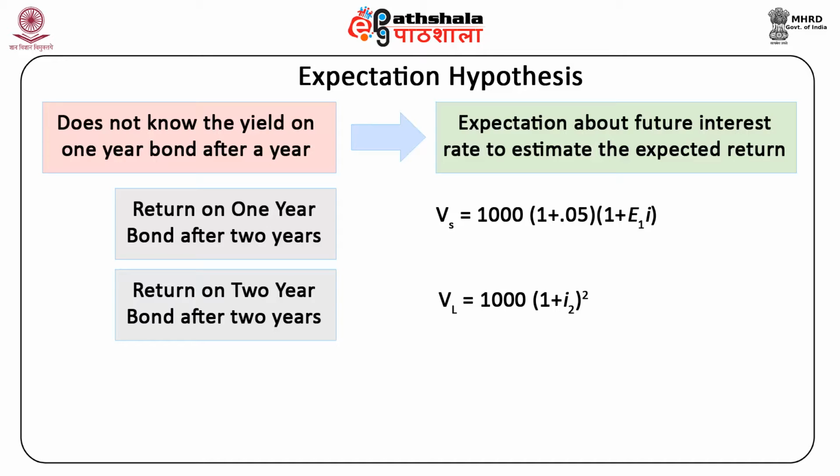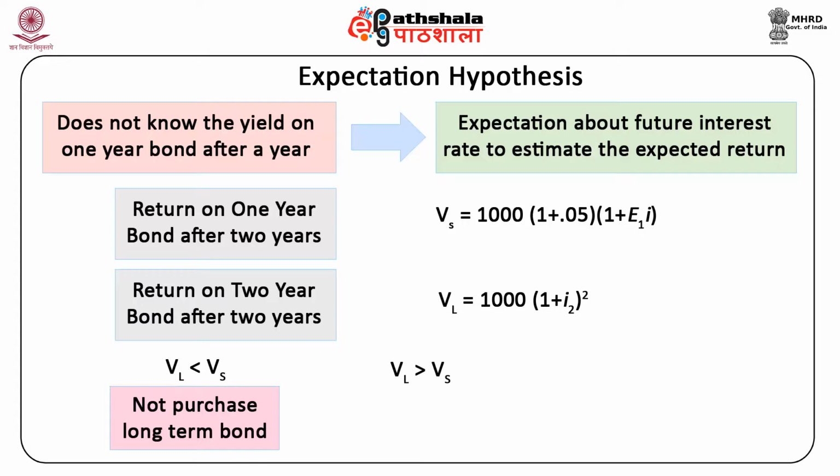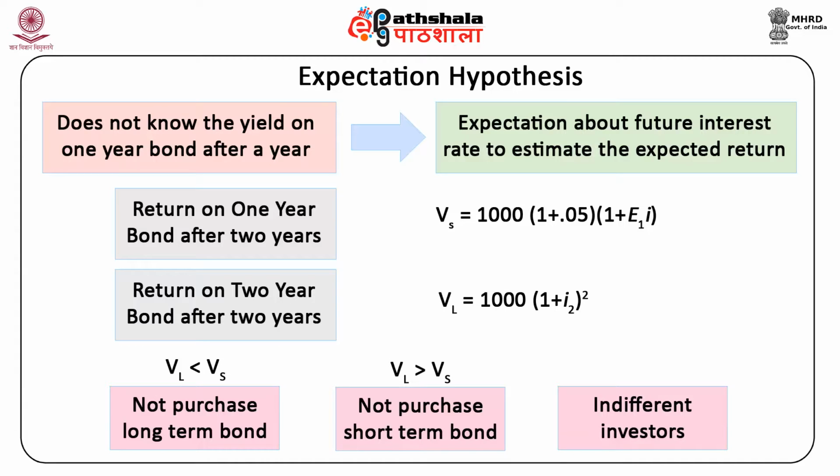Since the investor is only concerned about expected return and hence is risk neutral, he will not purchase long-term bond if VL is less than Vs. In contrast, if VL is greater than Vs, investor will not purchase short-term bond. In fact, under the expectations hypothesis, the only condition in which both 1-year bond and 2-year bond are sold in the market is where investors are indifferent between purchasing either of the two. That is, VL is equal to Vs.